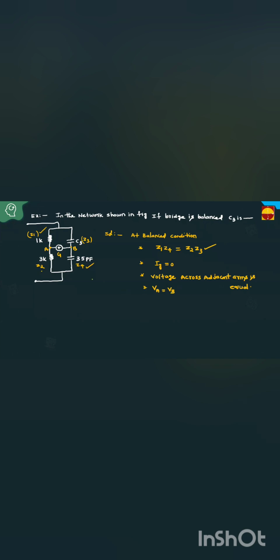But in this case, just apply Z1 Z4 equal to Z2 Z3. But don't think it is always Z1 Z4. Simply remember: product of opposite. This into this equal to this into this. Z1 Z4 equal to Z2 into Z3.